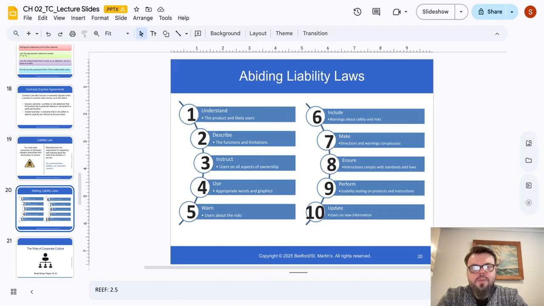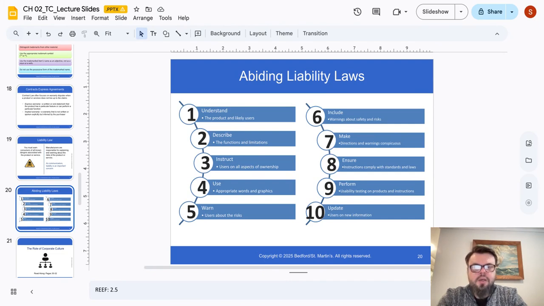Second, you must describe the product's functions and its limitations. Liability problems often arise not from what companies say, but from what they fail to say. Third, you must instruct users on all aspects of ownership, including installation, use, maintenance, emergencies, and disposal, not just basic operation. Fourth, you must use appropriate words and graphics. Clear language and effective visuals are not optional. They're essential to helping users avoid harm.